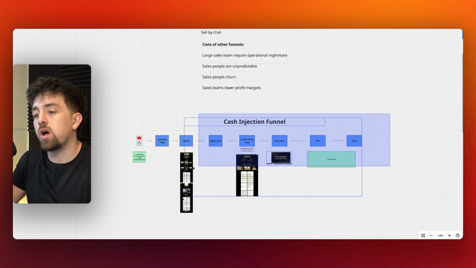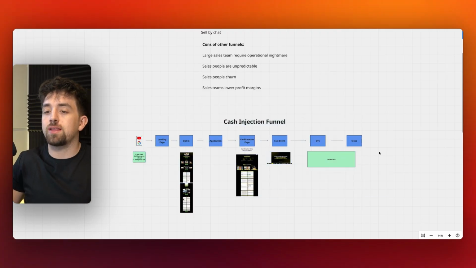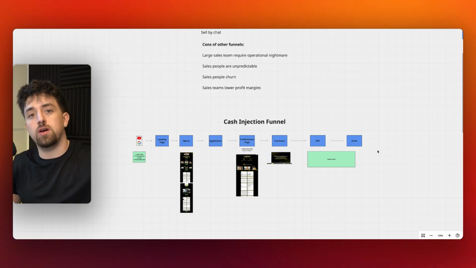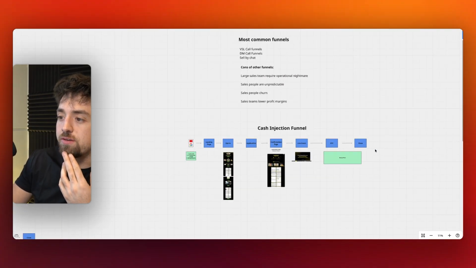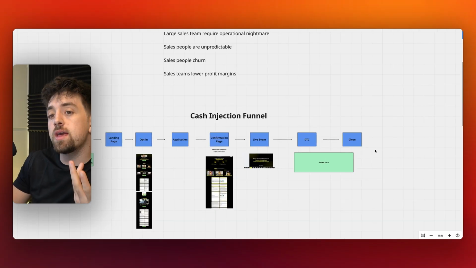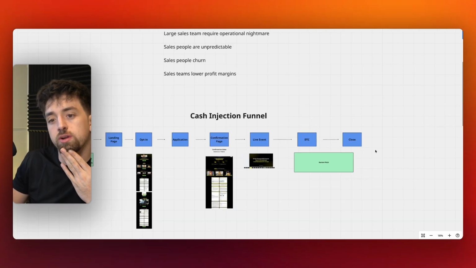And the beauty of this, as a bonus tip, is that you can run this alongside other funnels, like the core funnel as well, because it's just a different medium of selling to people. So it doesn't interfere with your existing funnels at all.